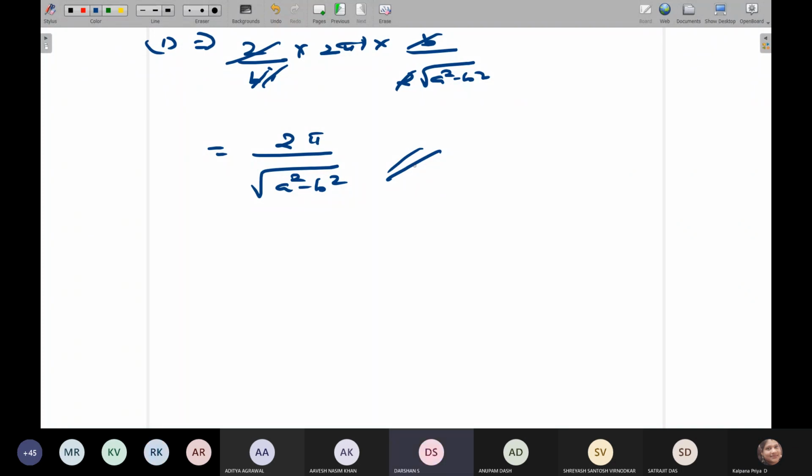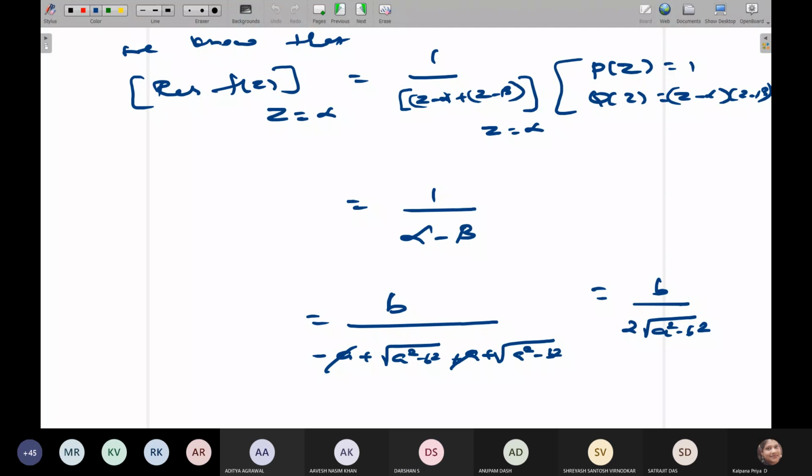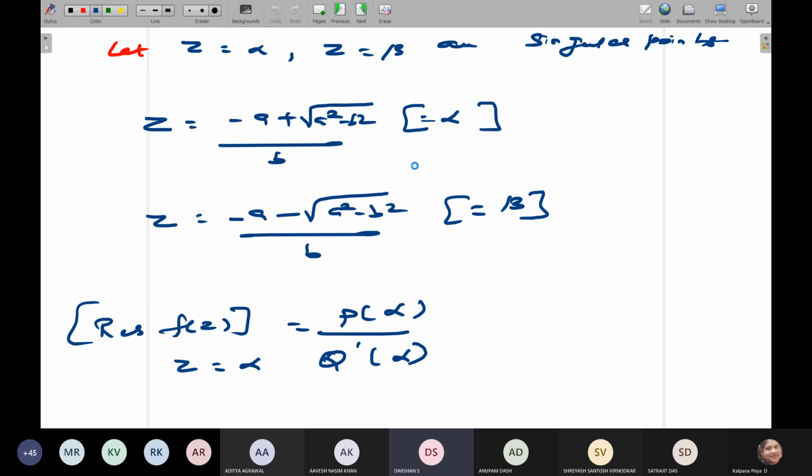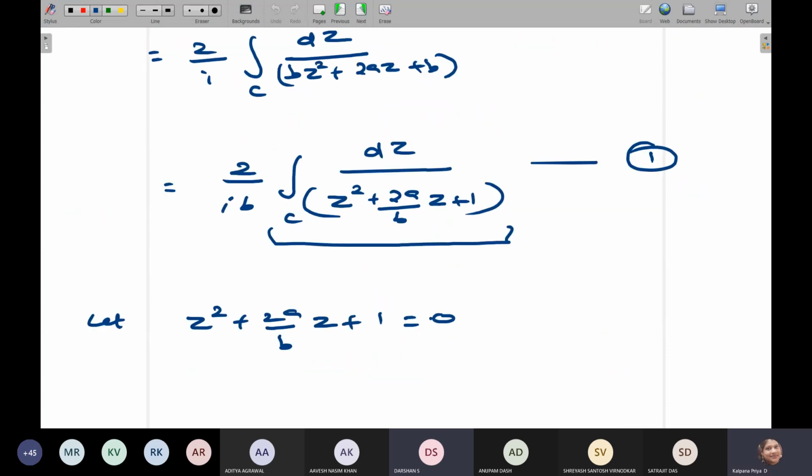Ma'am, can you show the previous page? Ma'am, how can we declare P of z is equal to 1 and Q of z is equal to z minus alpha, z minus beta? This is the integral, right? I can write this integral as integral over C dz by z minus alpha into z minus beta. Am I right? Yes, ma'am.